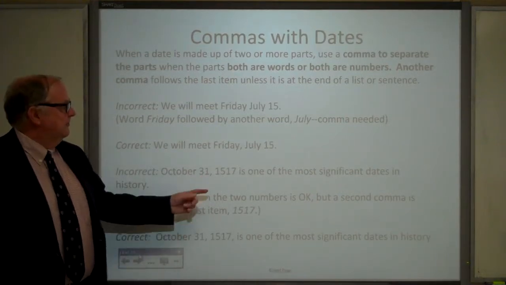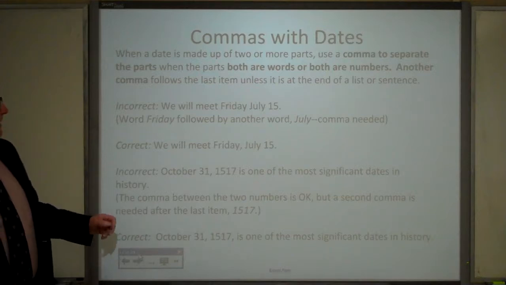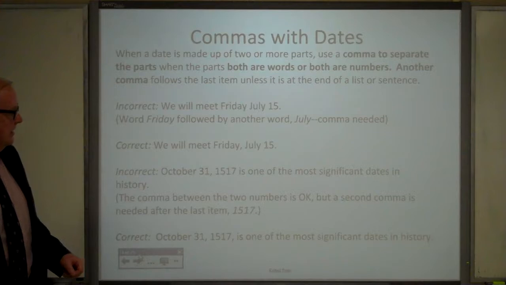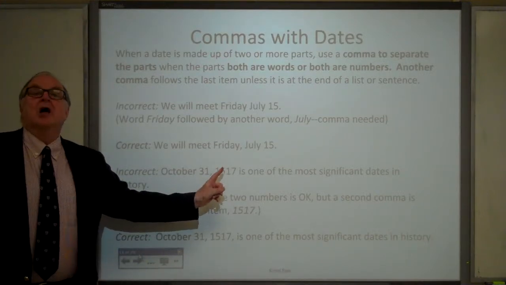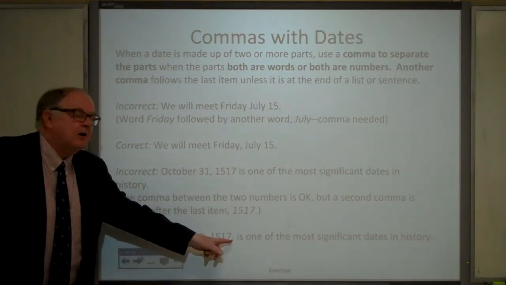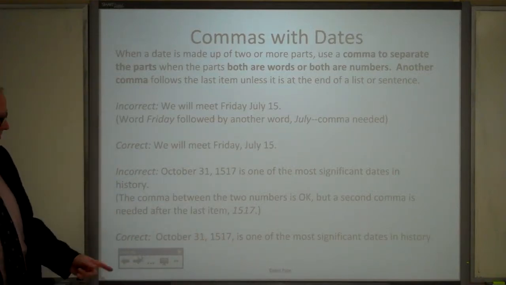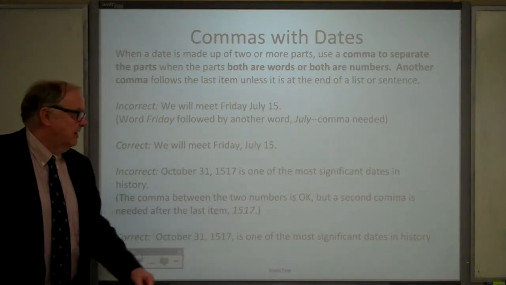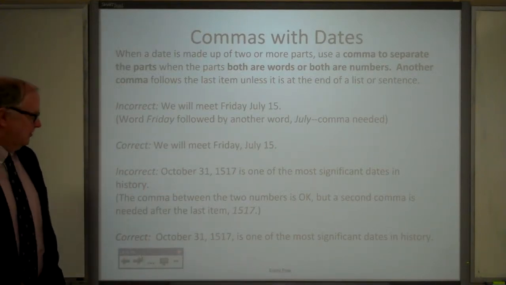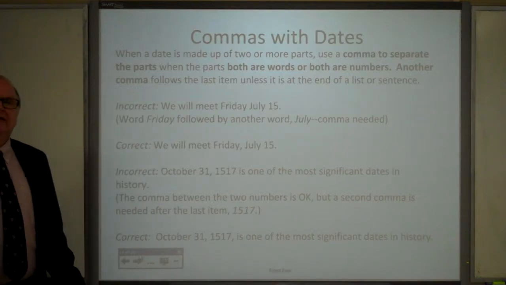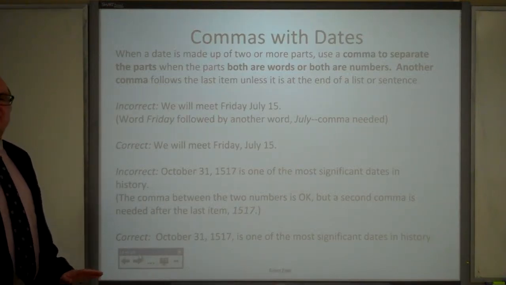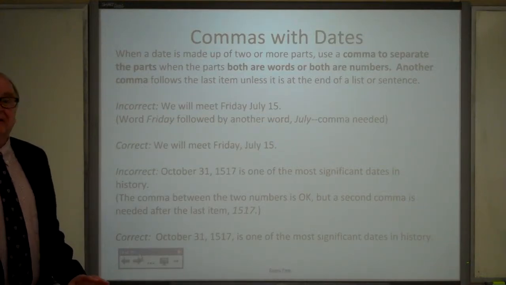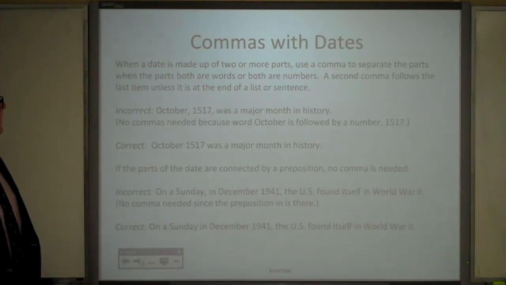October 31st, 1517. Again, you would use a comma between the two numbers, between the 31st and the 1517. But in this case, because it's not at the end of the sentence, you also need a comma at the end of the expression. So the correct way would be October 31st, comma, 1517, comma, is one of the most significant dates in history. In fact, as I'm making this video, we're celebrating the 500th anniversary. Can you imagine? Okay.